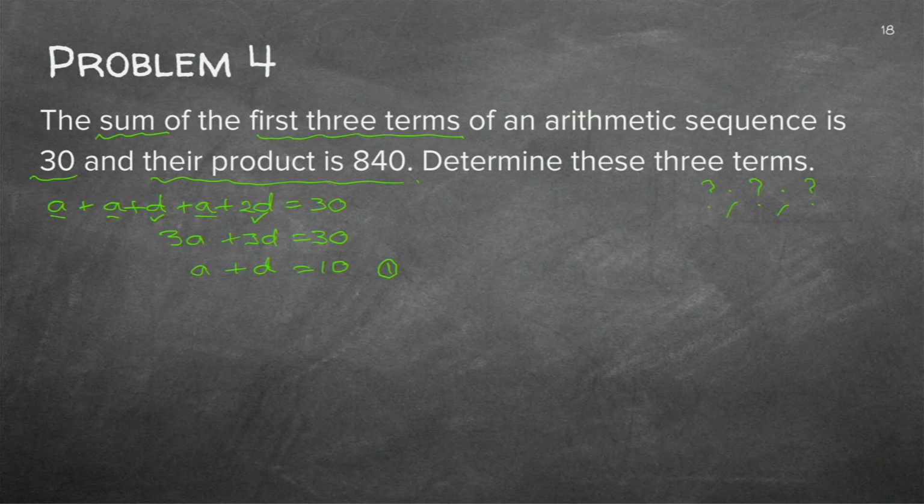They said their product is 840. Let's just read again. The sum of the first 3 is 30, and their product. So let's just see, how do we write product? A times A plus D times A plus 2D is equal to 840. There I've got a second equation. Now, before I multiply out, can you see if you multiply all of that out, you're going to get an A to the power of 3. We do not want that. Ever, never, if we can help it. Because A to the 3 makes it complicated to factorize and to get an answer. So let's just leave that one and see if we can't perhaps do the substitution method rather.